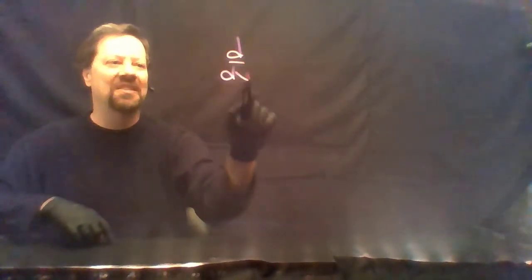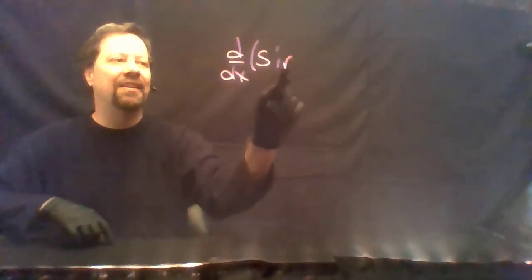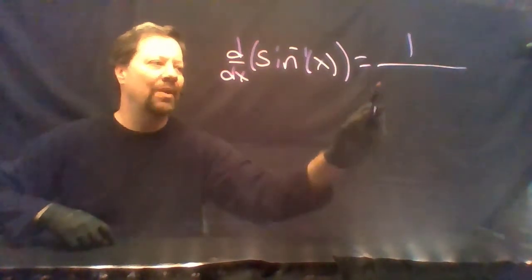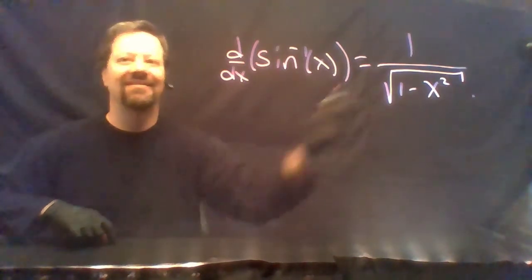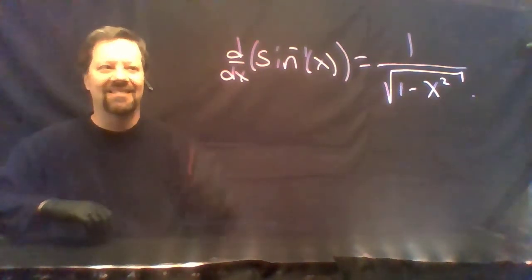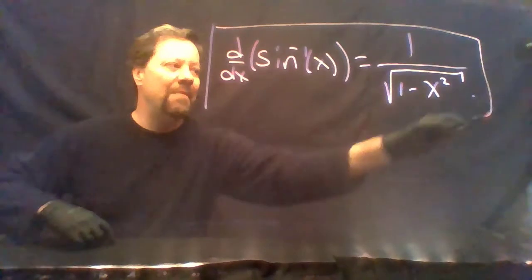We have then the following hard-won fact. The derivative of the inverse sine of x is 1 over the square root of 1 minus x squared. You are going to memorize this.